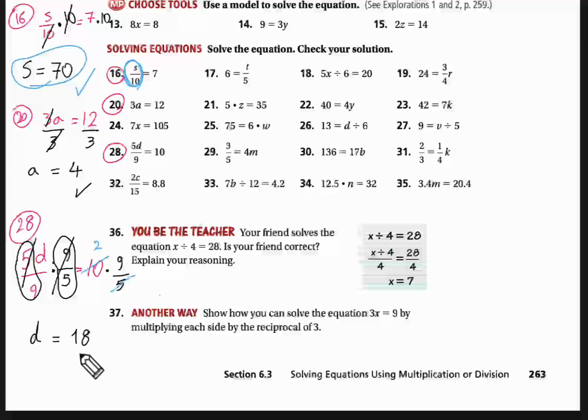Thank you, my hero. Thank you, Fahad. So the solution to this equation is D equals 18. Of course, my heroes, you can check your answer by substituting 18 for D in the given equation.